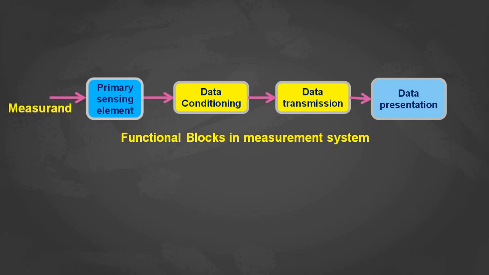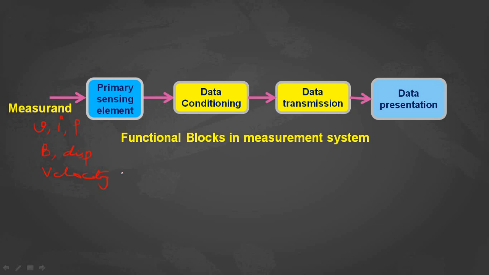Here the quantity under measurement is called the measurand. In the case of a thermometer, the temperature is the measurand. In the case of a voltmeter, voltage is the measurand. Likewise, there are a variety of measurands. It might be a voltage, a current, a power, a magnetic flux density, a displacement, or a velocity. There are a variety of measurands out there.